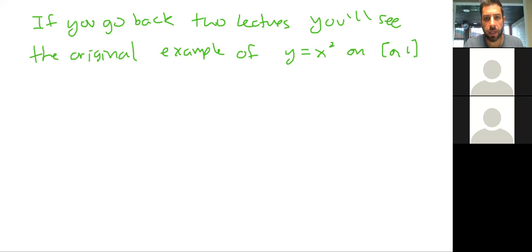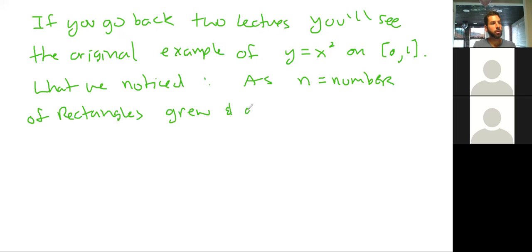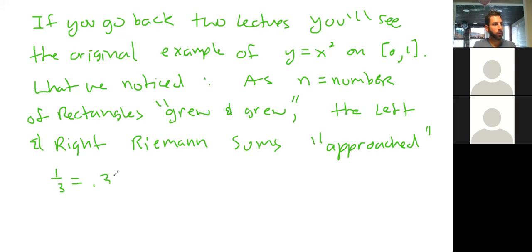So here's what we actually showed. Now, we didn't say it in this language, but now with the language we talked about on Tuesday, what we showed is, as n, which don't forget n is the number of rectangles, grew and grew, the left and right Riemann sums, quote unquote, approached 1/3, which of course is 0.3333.